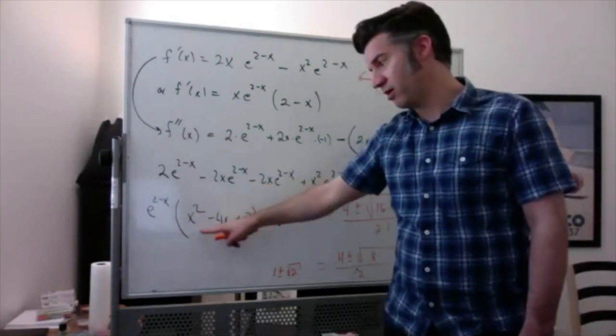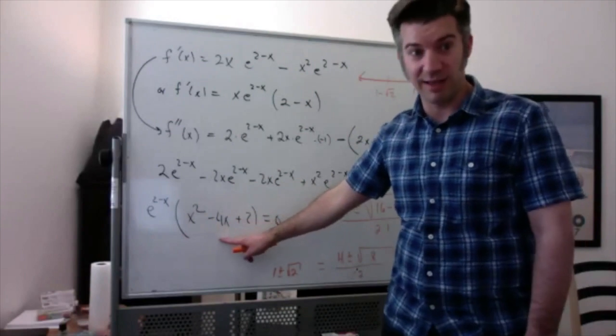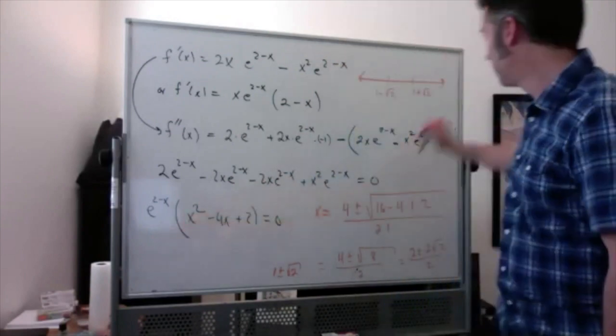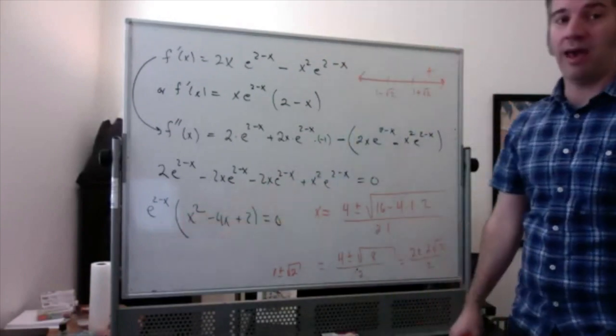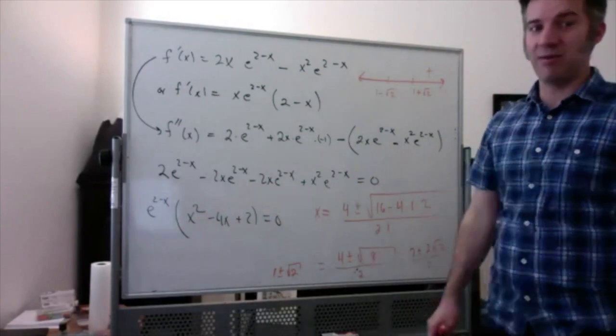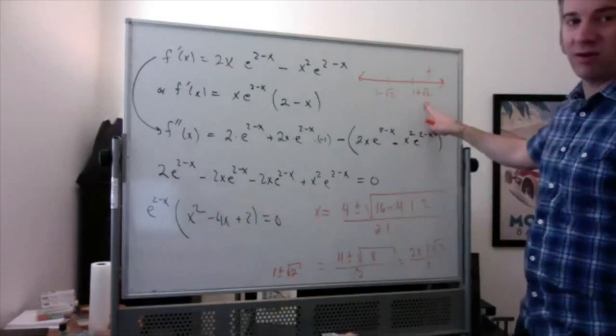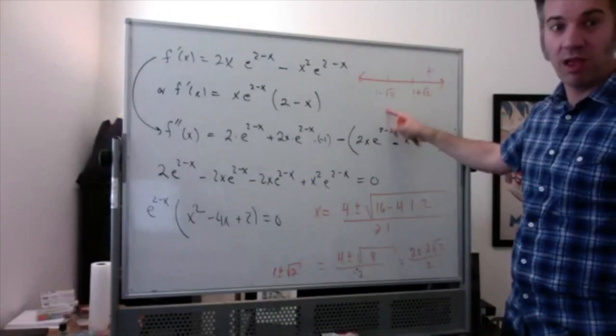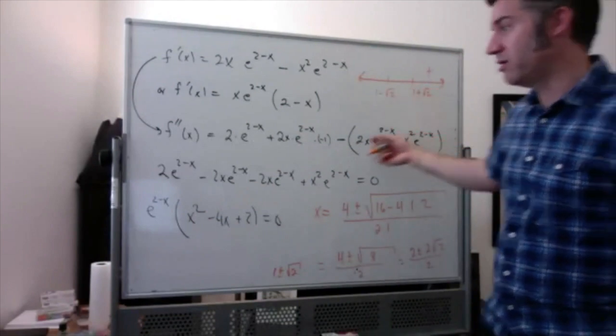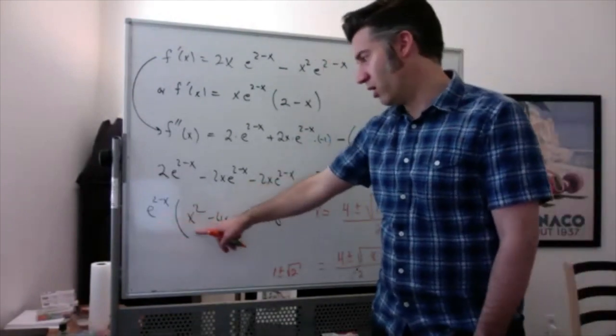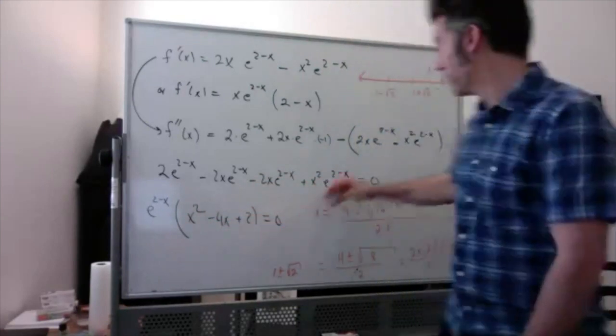A billion squared minus 4 billion is definitely positive, so it's a positive times a positive. Okay, what's the only easy number to pick between 1 plus the square root of 2 and 1 minus the square root of 2? Oh, it's 1. I pick 1, this is positive, and 1 minus 4 plus 2 is negative.